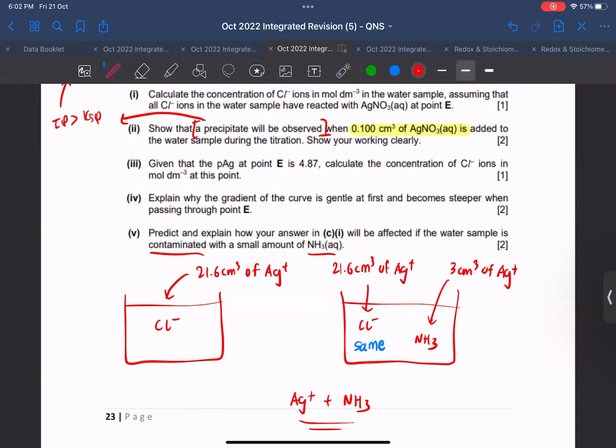So do you notice that because of this contaminant, you end up using more Ag+. You actually end up using a total of 24.6. You use more than what was expected. And because of that, your answer in part C will also be larger than expected. You refer to C part 1.